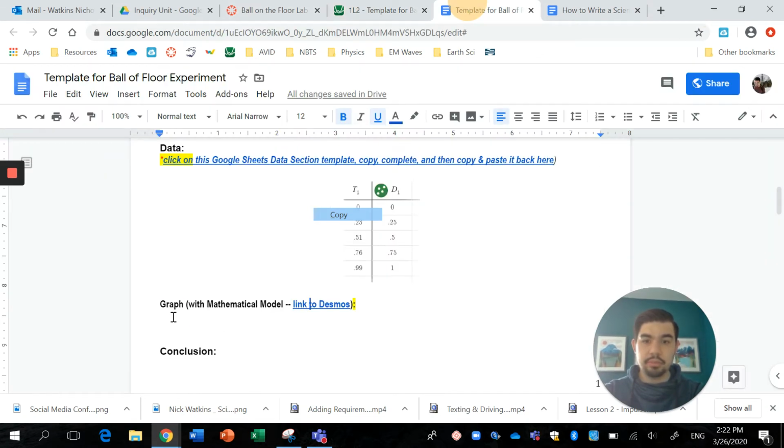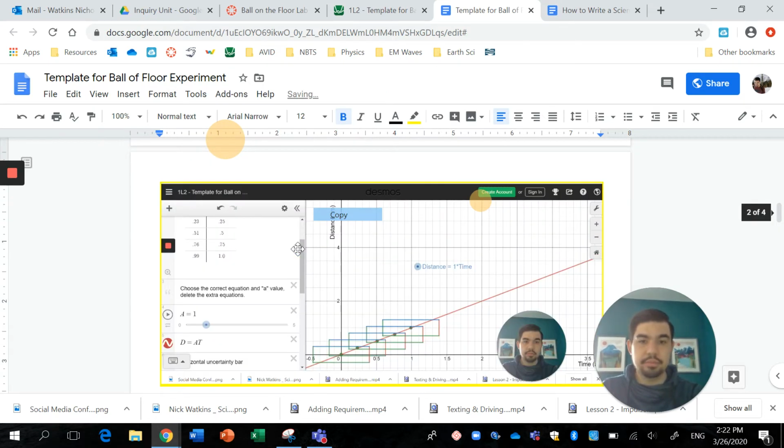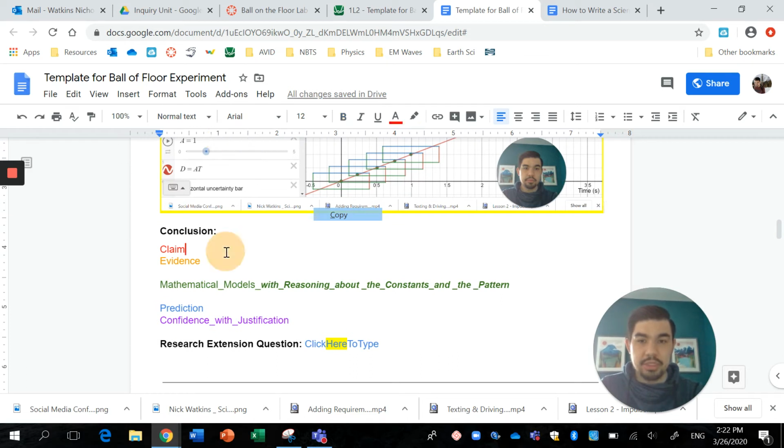Go into our template here, and we can paste it. All right. So we have our graph, we have our A value, we have our formula, and probably won't have my face in there. Now, the final piece is writing our conclusion. You can see here we have several different pieces. We have our claim, which is our one sentence statement, our evidence for a claim, our mathematical model, our prediction, which is always going to be based on that wild guess question, and then confidence with justification.